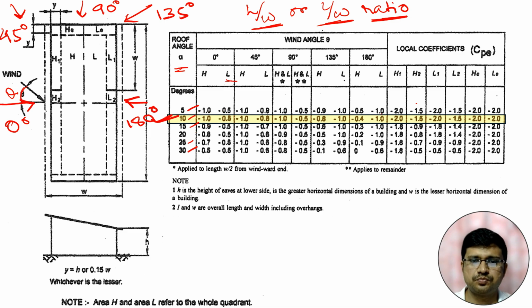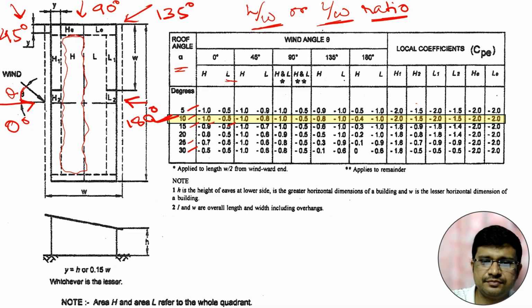-1 and -0.5. Here -0.5. -1, -0.5. So how much is H? H is this portion. And our code is saying area of H and area L. Area H and area L refers to the whole quadrant. This means H and L is total. This is H and this is L.